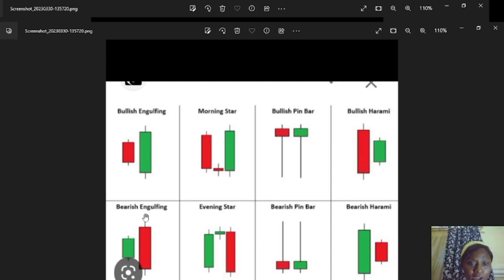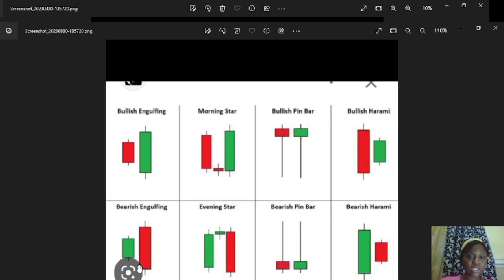So we come down to the bearish engulfing candle, the next candle. The bearish engulfing candle looks like the bullish engulfing candle, but in this case it is red, showing it is bearish. The second candle is totally engulfing the first candle, covering the first candle. So this is the bearish engulfing candle.